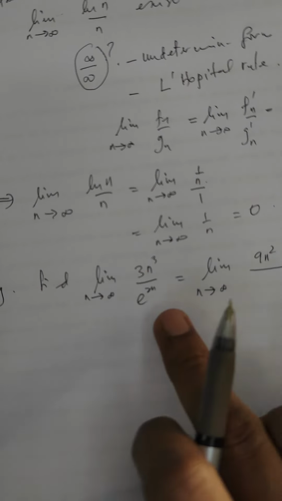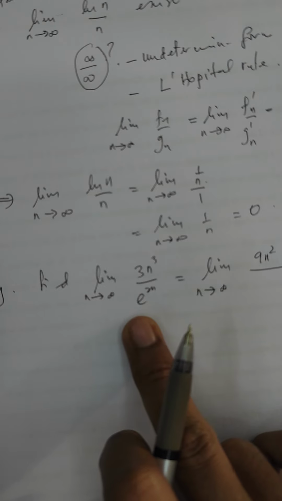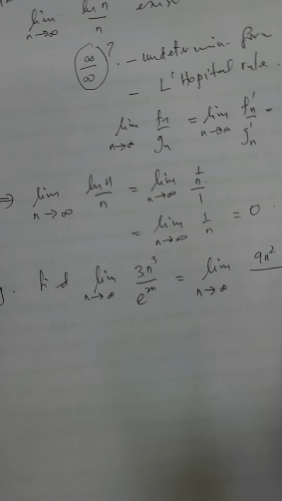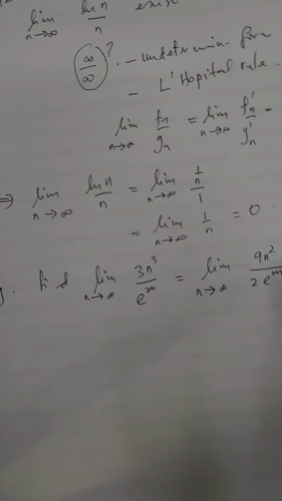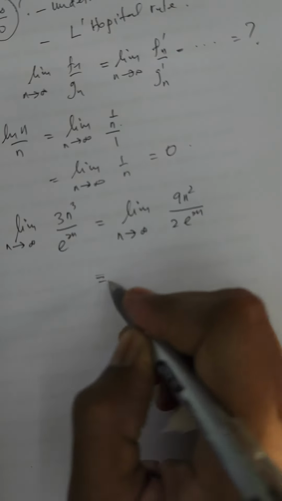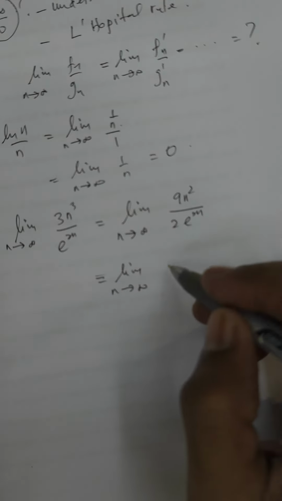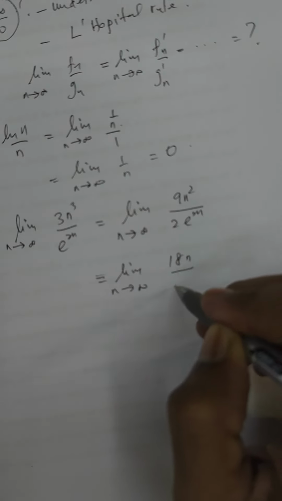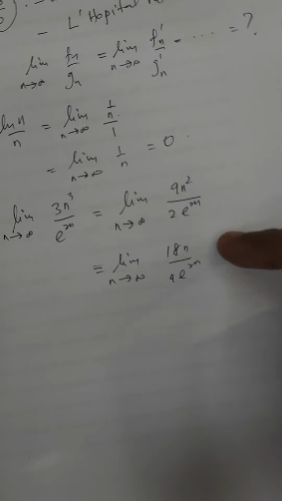Over, we differentiate the denominator, we have 2 to the 2n. And then still you have infinity over infinity, and then we differentiate again. That will give you the limit as n goes to infinity. We differentiate those, you get 18n over 4e^2n. Still we have infinity over infinity.